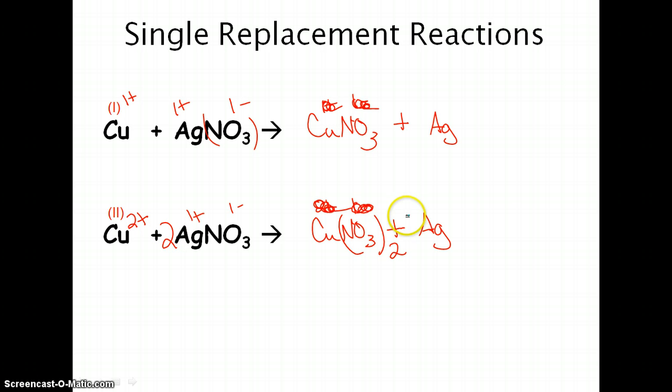Alright, and then we're going to put a 2 there and a 2 there, and that'll get us all balanced. So notice the difference when you have a different charge associated.